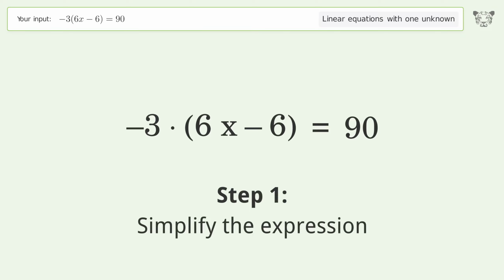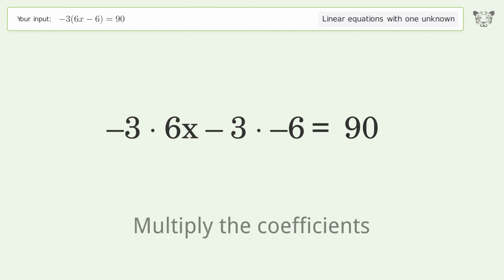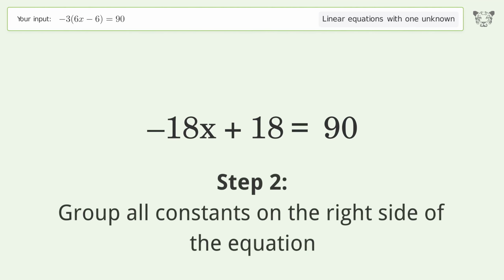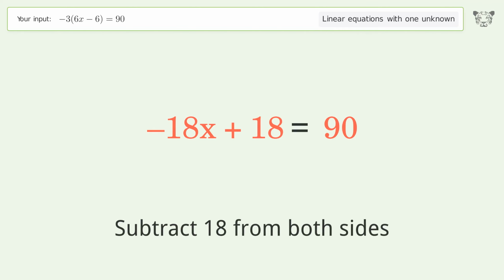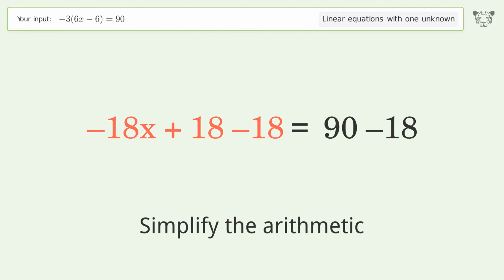Simplify the expression. Expand the parentheses. Multiply the coefficients. Simplify the arithmetic. Group all constants on the right side of the equation. Subtract 18 from both sides. Simplify the arithmetic.